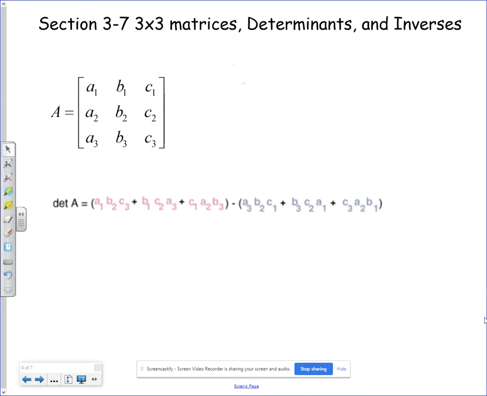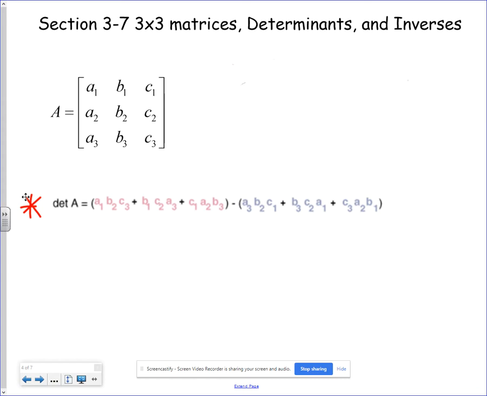Okay, so today we're going to look at 3x3 matrices and how to find the determinant of a 3x3. If you have the following matrix A with the following elements, here's the formula for finding the determinant. The formula looks really scary, but finding the determinant of a 3x3 matrix is not that difficult. It looks a lot more difficult than it actually is. There's a little trick you can do.